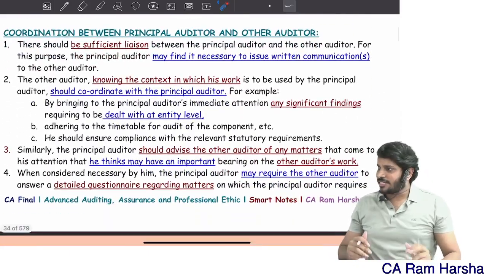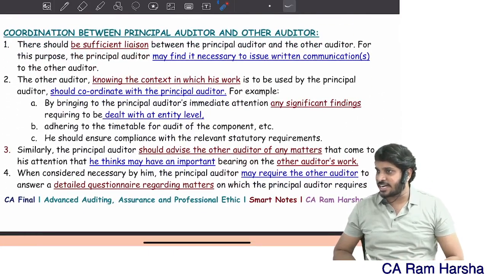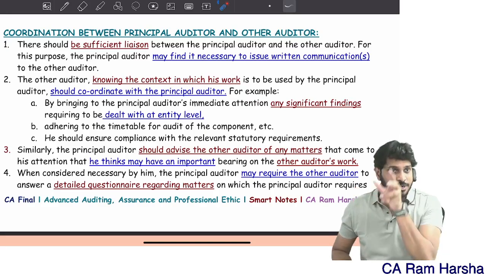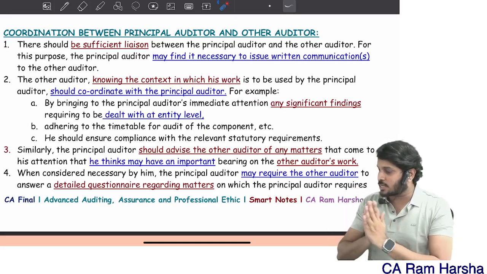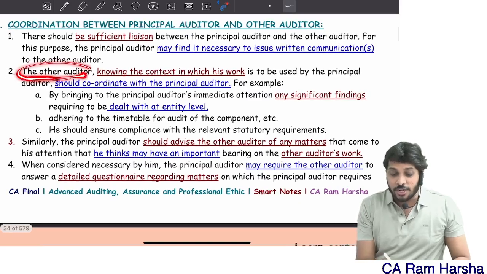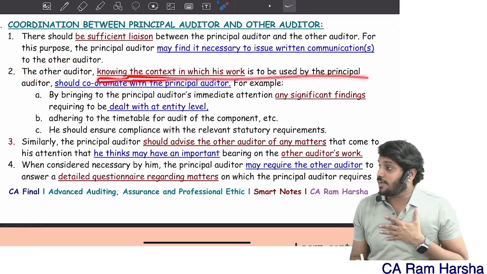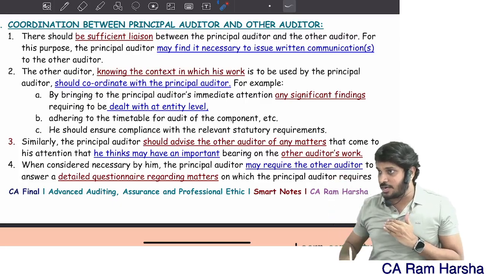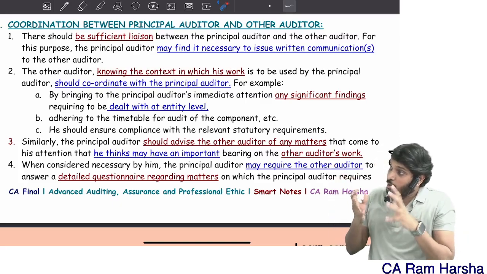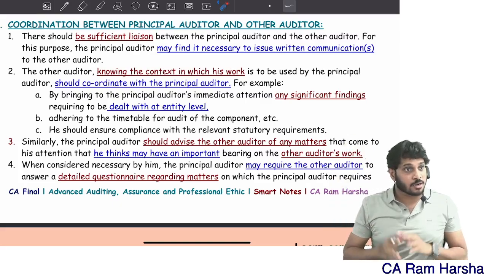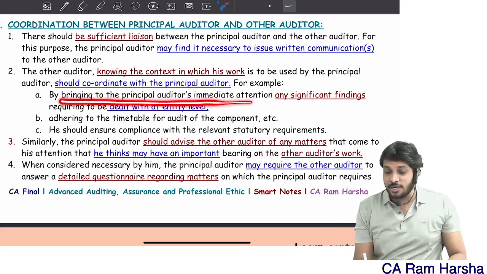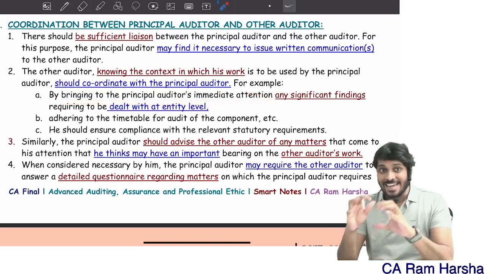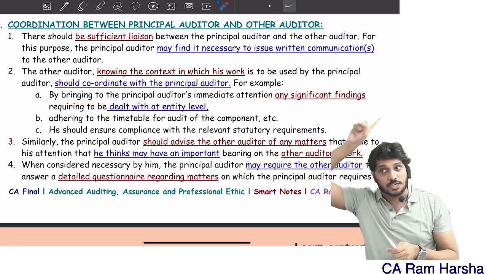Next, now tell me, there must be proper coordination, right? In order to execute the principal audit procedure, there must be proper coordination. What is coordination? The other auditor should understand the context in which his work is used by the principal auditor, how his work is going to be used. Accordingly, he should bring to the principal auditor's attention any matters that are relevant at consolidation level.